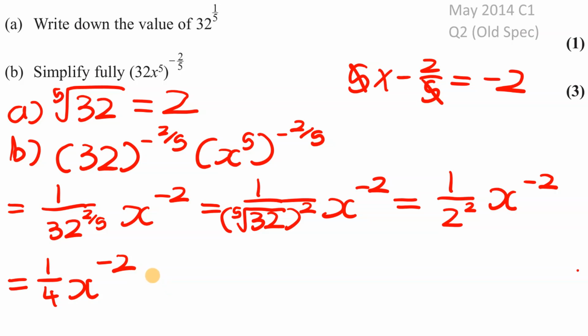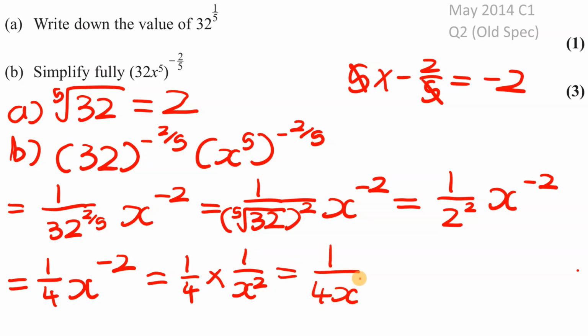However, what you could also do to simplify it is you could say 1 over 4, and remember x to the power of minus 2 is going to be equal to 1 over x to the power of 2, like this here, and we have this 1 over 4 multiplied by 1 over x squared, which we can write as 1 over 4 x squared, like this here. So you can give one of these two as your final answer.